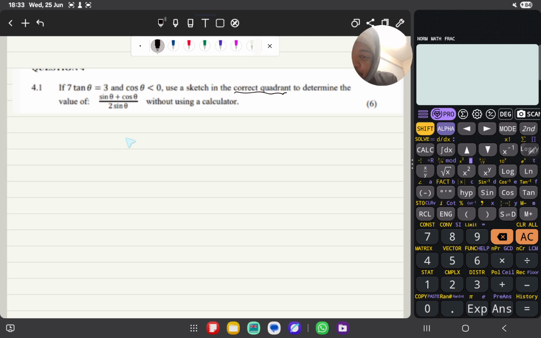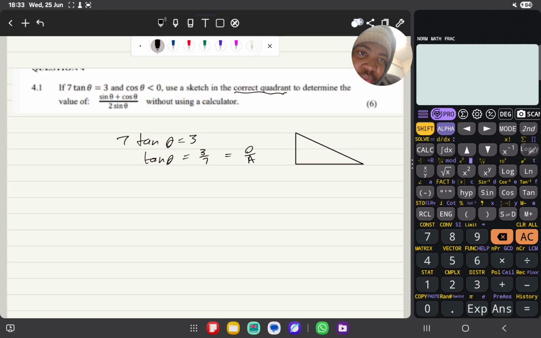In my mind, I was thinking 7 tan theta equals 3, then tan theta equals 3 over 7, which is opposite over adjacent, right? And therefore, draw your right-angled triangle, and this is theta. Then you have opposite being 3, adjacent being 7. That was exactly my thought.